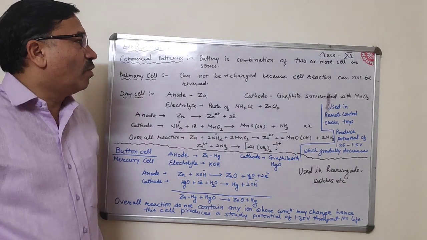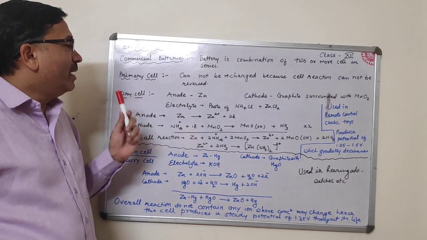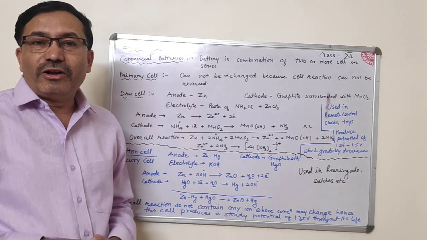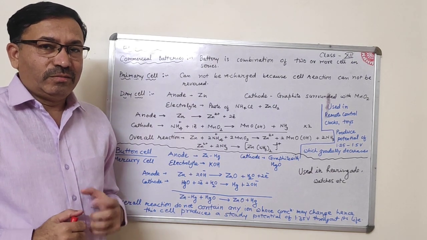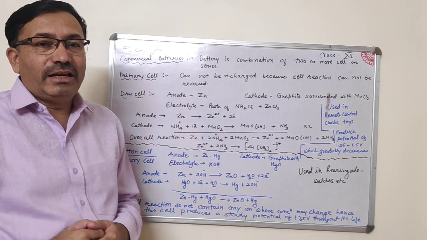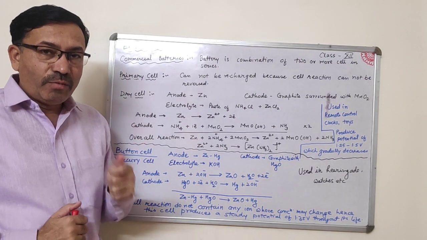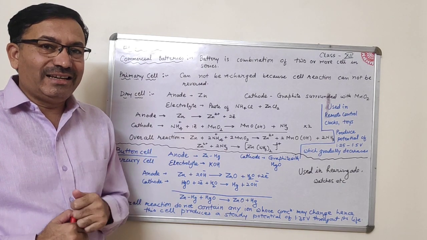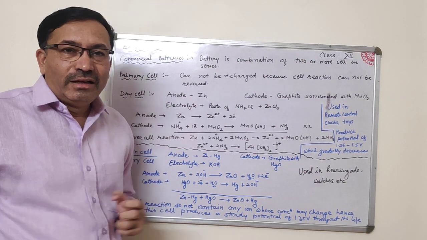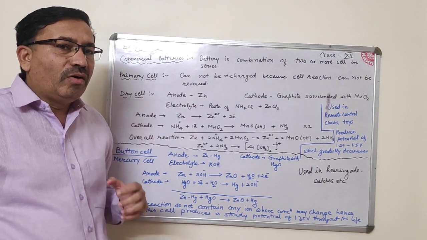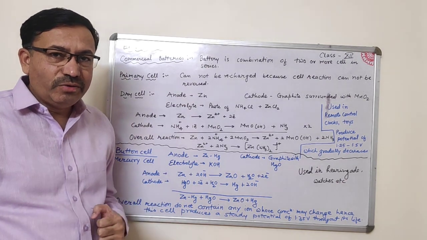A battery is a combination of two or more cells in series, and these batteries play a very important role in our day-to-day life. Right from the device which we are using, mobile, that contains a lithium ion discharge battery, our wall clocks and remote controls that contain dry cells, or wristwatches that operate through button cells, our batteries of cars or vehicles or inverters that work on lead storage batteries.